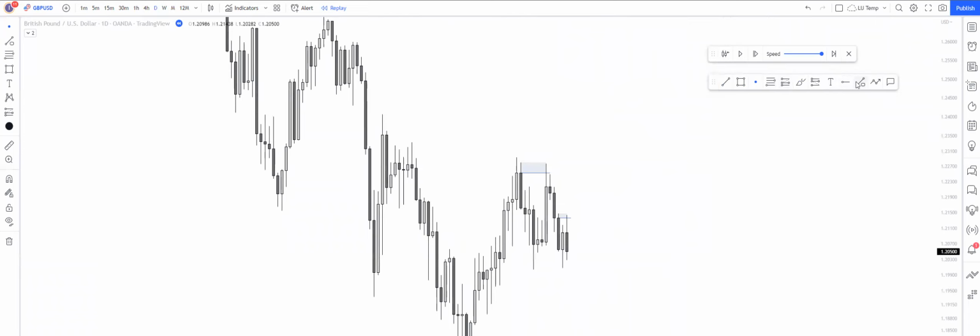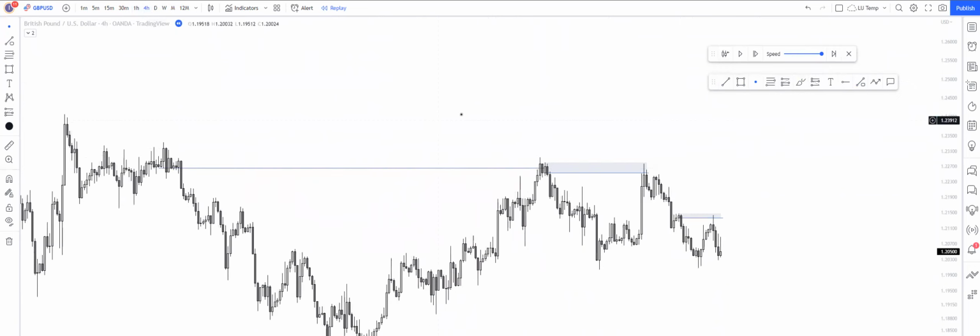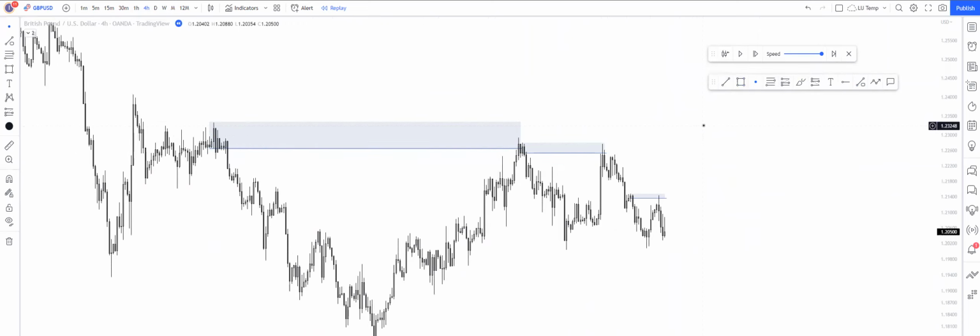Let's go on daily again, where the price came into this big rejection block. See that? Now where's the liquidity? Just below it. Draw a line on this. And look at that. Order block. Everything lines up.